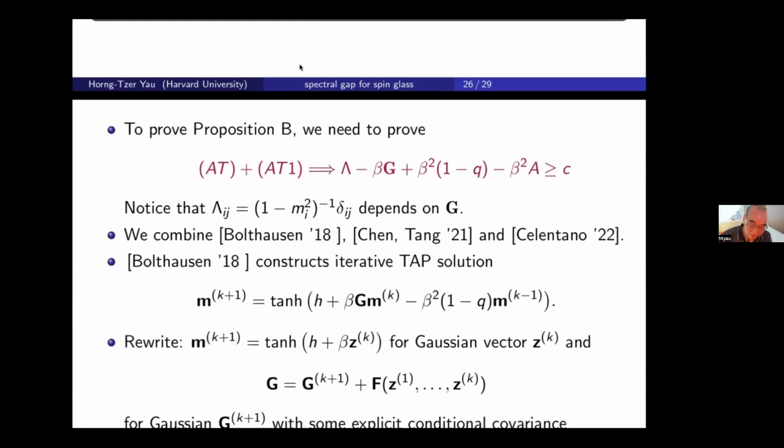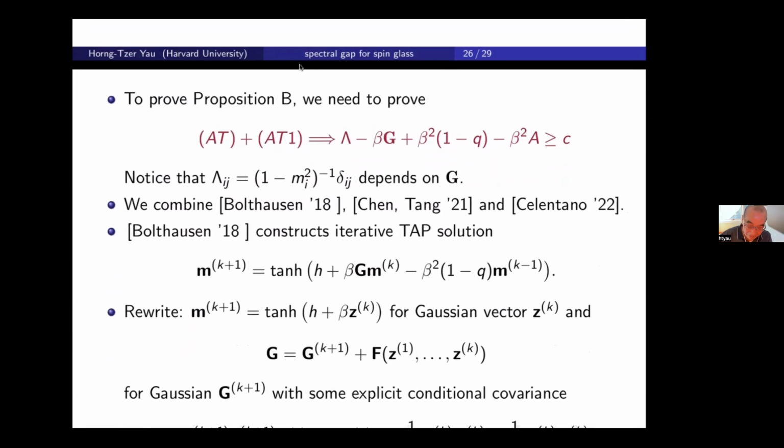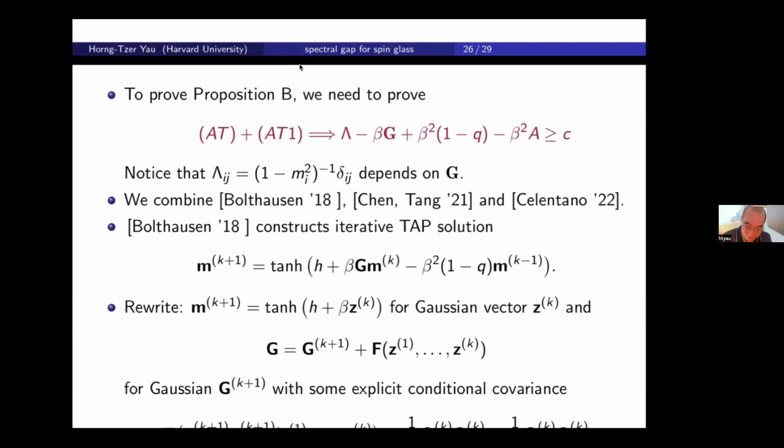The other one is to prove this random matrix condition, that the proposition B, AT plus AT1, will imply that this operator norm is bounded. And I just want to say a few keywords. Actually, we use three results. One is we use the Bolthausen construction in 2018. And this Chen result in 21 and the Celentano in 22.